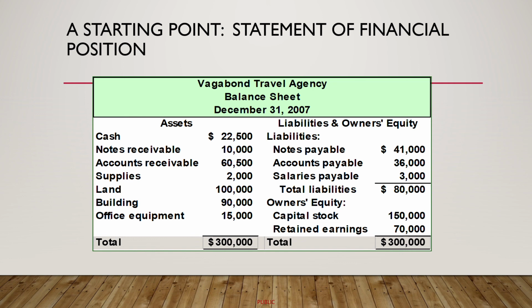Both sides should be equal. It means assets should be equal to liabilities plus owner's equity. If both values are equal, then it means that your balance sheet is good, or is in a fine position.